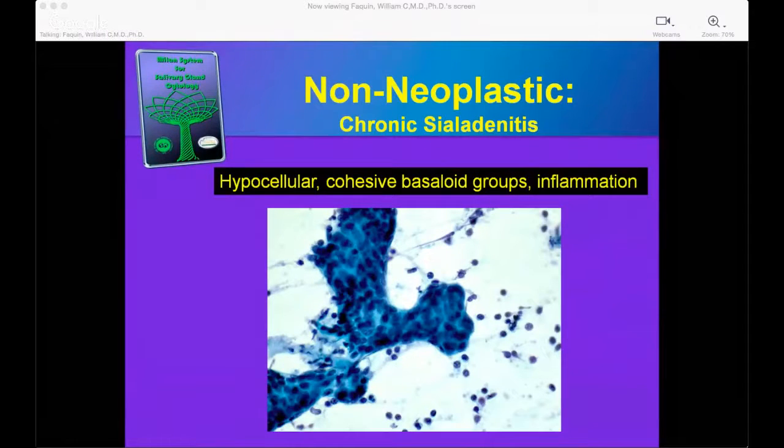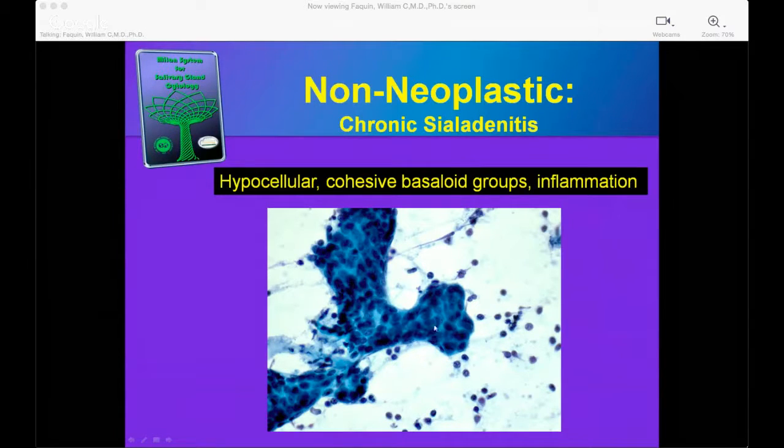Another example of a non-neoplastic salivary gland FNA would be chronic sialadenitis. In general, aspirates of chronic sialadenitis give hypocellular aspirates, so not many cells are there. What we'll often see are these small, angulated, cohesive basaloid groups, as we see here in the middle of this image. These are because you get atrophy of the salivary gland, you lose the acinar cells, and you may or may not get some slight proliferation of the ductal epithelium. And usually you'll aspirate small basaloid ductal groups, and you'll have a degree of chronic inflammation scattered in the background.